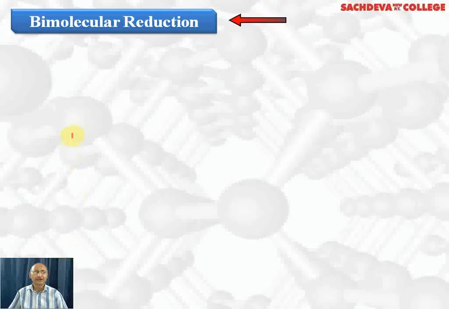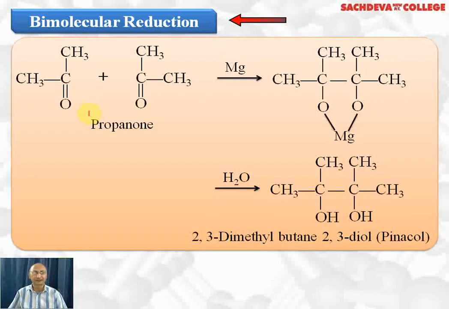Let's continue with methods of preparation of alcohol. This is bimolecular reduction. Here we are taking 2 moles of propanone, with magnesium and water used as the reducing agent. So this carbon will form a bond with this carbon ultimately, and this will change to OH, this will change to OH. This will be the final product.